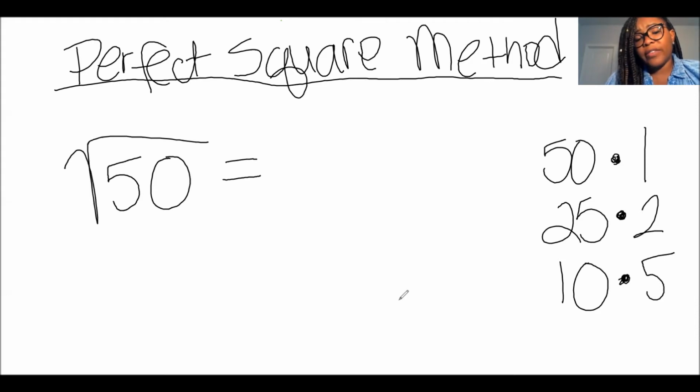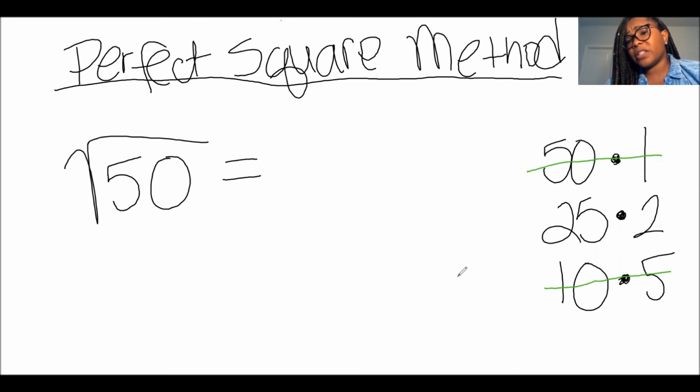So after I've listed all my factor pairs, I now want to identify which of these factor pairs has the highest perfect square. Which of these three has the highest perfect square? Well, I know that I can eliminate 10 times 5 because it doesn't have a perfect square at all. 10 is not a perfect square and 5 is not a perfect square. 50 times 1 has a perfect square, which is 1, but it is not the highest. It's actually the lowest. So we would go ahead and eliminate that one as well.